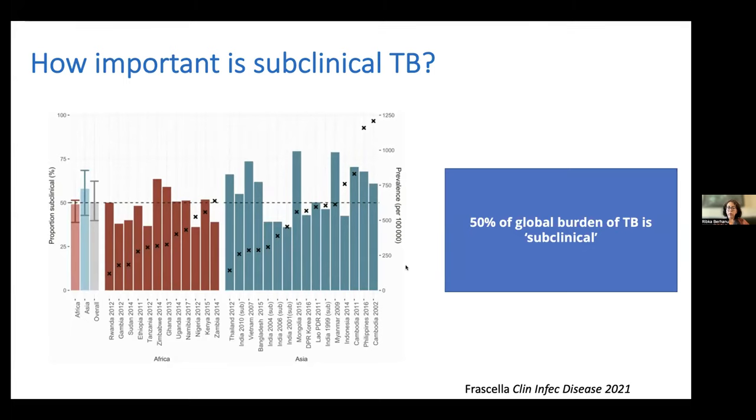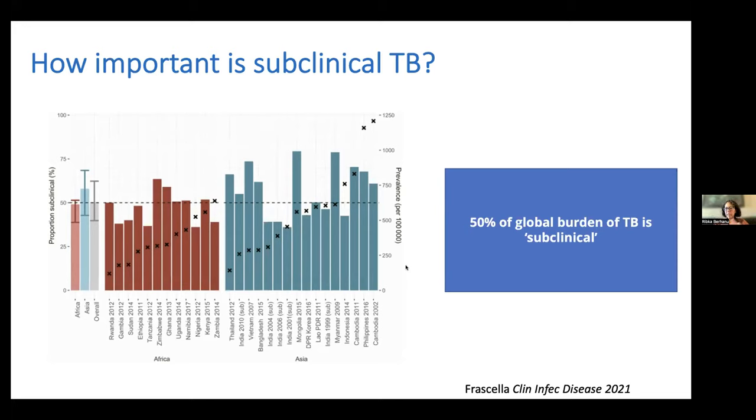So in all these prevalence surveys that were conducted between 2009 and, I think, this study's review ended somewhere around 2016 or 17, when they combined the results of all of these prevalence surveys, they found that 50% of people who had microbiologically detectable TB in a prevalence survey had no symptoms. They were only tested because they had an abnormal chest X-ray and then went on to have TB. The South African prevalence survey is not in here. There are many other countries, both in sub-Saharan Africa and in Asia.